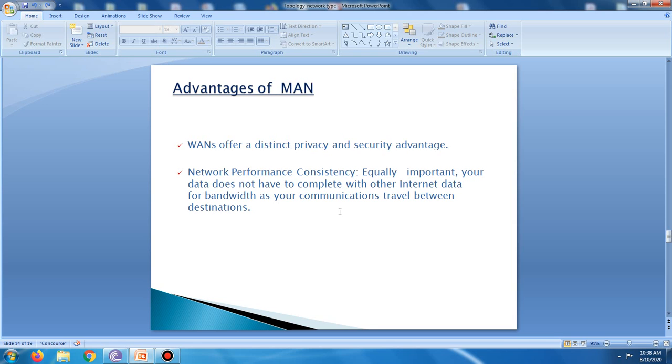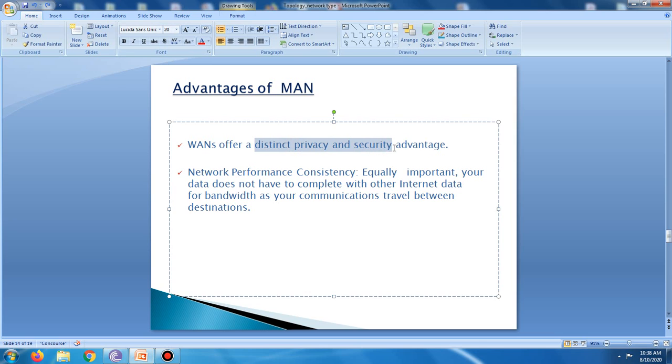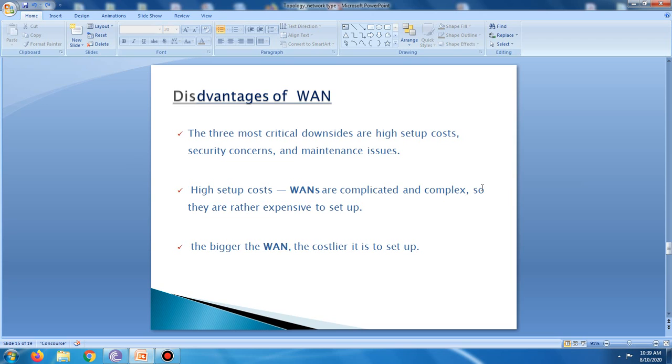Advantages of WAN. Privacy and security is one of the main advantages. Another, internet data for bandwidth, internet connection, is the second advantage. To access the global world. Okay. Disadvantages of WAN. The three most critical downsides are high speed cost, security concern and maintenance issue. WANs are complicated and complex, so they are rather expensive to set up. Okay.